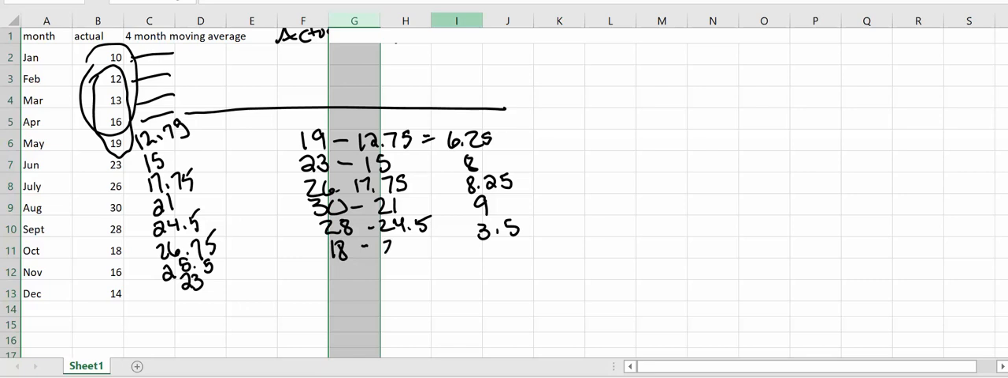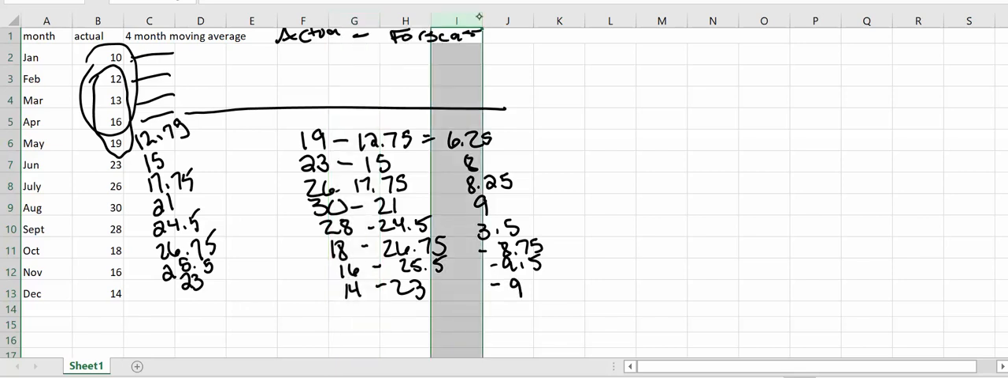18 minus 26.75 is going to give us a negative 8.75. 16 minus 25.5 is going to give us a negative 9.5. And finally, 14 minus 23 is going to give us a negative 9.